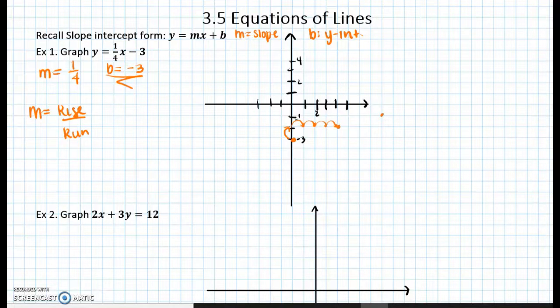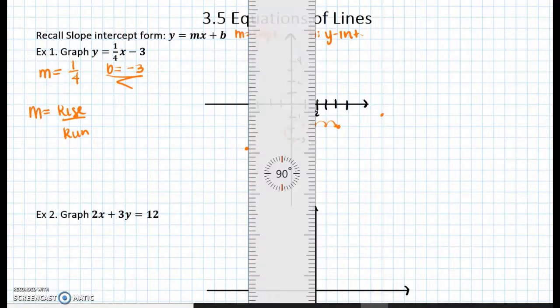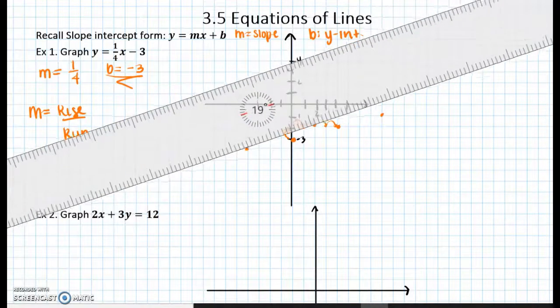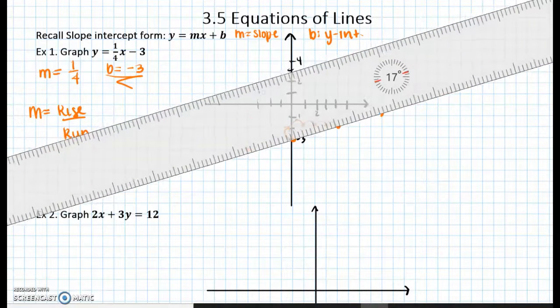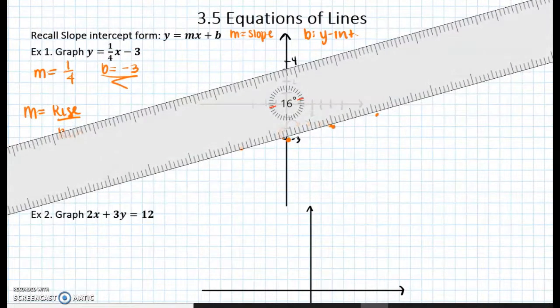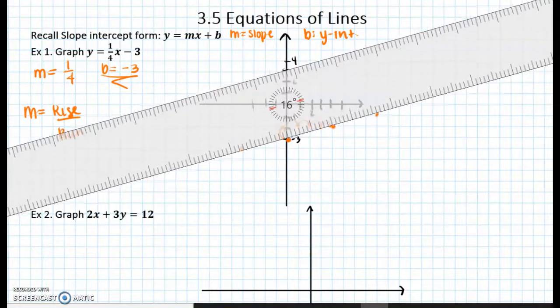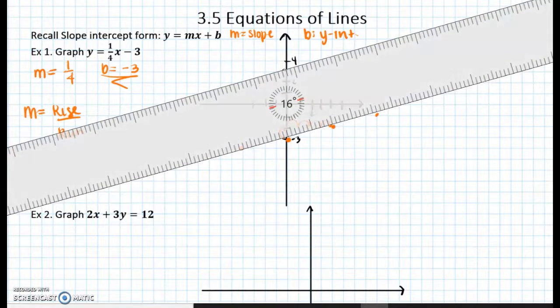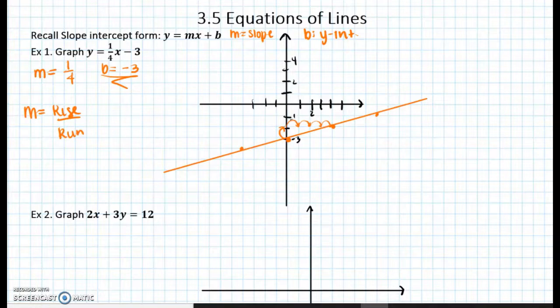Then you could kind of see the pattern. You could kind of go in the opposite direction. So you would go down 1 and over 4 in the left. And then you want to use a ruler and connect those. All right, and that would be your line.